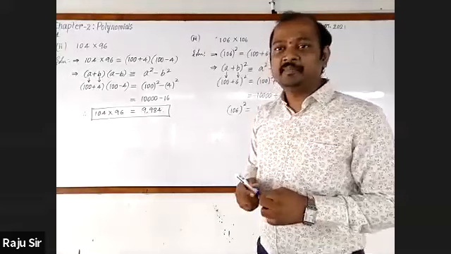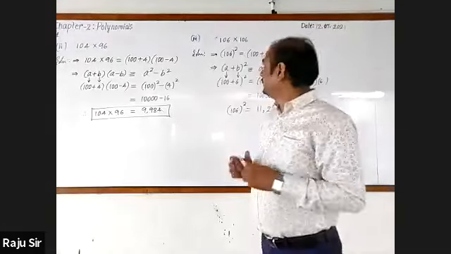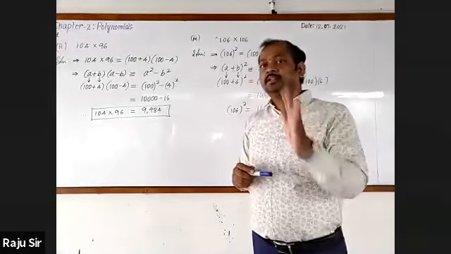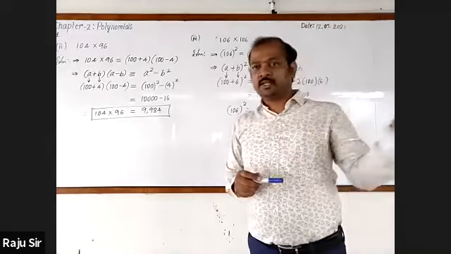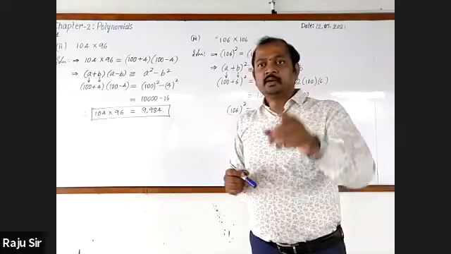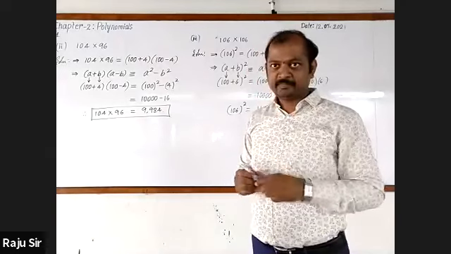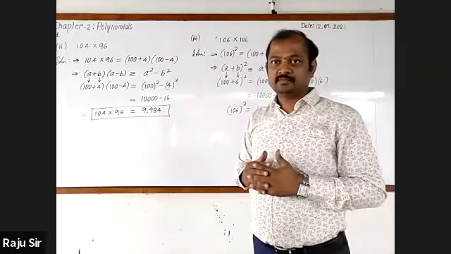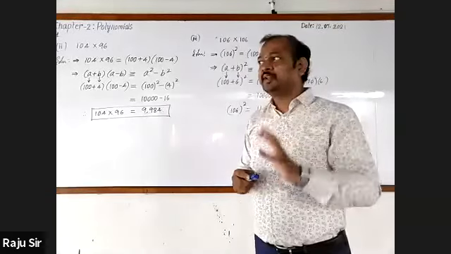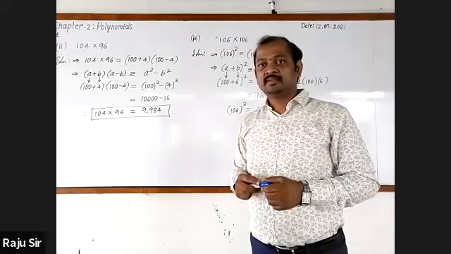Manya, in the next problem, I'm going to use the identity A minus B whole square, that is A square minus 2AB plus B square. Related to that, could you tell the problem yourself? 96 into 96. Okay, how? 100 minus 4 we can take it.